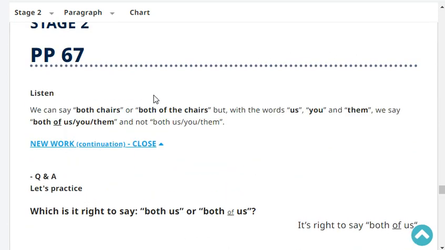Okay, next, listen. When we say both, we can say both chairs or both of the chairs. But when we use the pronouns us, you, and them, we say both of us, both of you, both of them. We put of, and not both us, both you. It should be both of us, both of you, both of them.